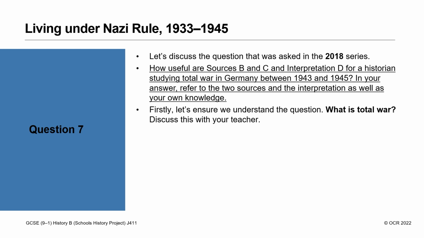Before you attempt question 7 from the Year 11 practice paper, let's discuss the question that was asked in the 2018 series. The question asked, how useful are sources B and C and interpretation D for a historian studying total war in Germany between 1943 and 1945? In your answer, refer to the 2 sources and the interpretation as well as your own knowledge.